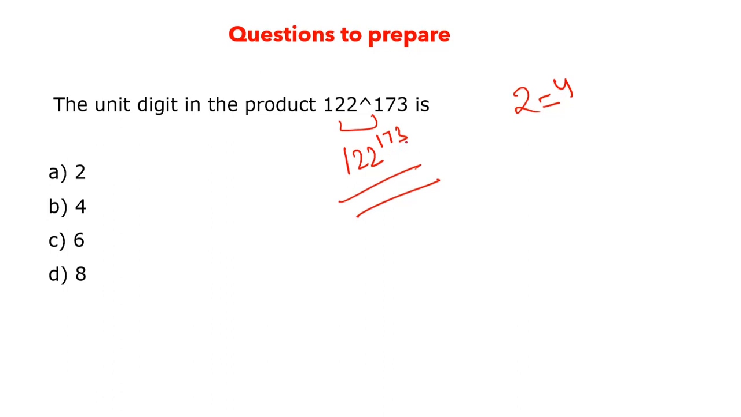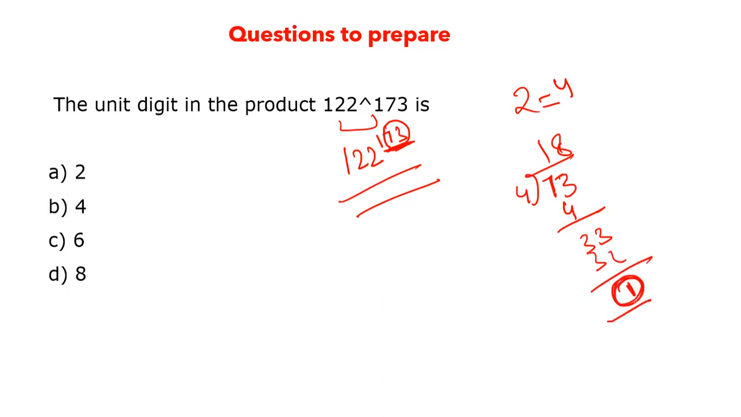So what we can do, just take the remainder. Take this power and divide it by 4. Also, you don't have to take the complete power. If the last 2 digits are divisible by 4, okay, the last 2 digits can tell you whether a number is divisible by 4 or not. So 73 we will take only. 4 1 is 4, 4 3 is 12, 4 8 is 32. So the remainder is 1.